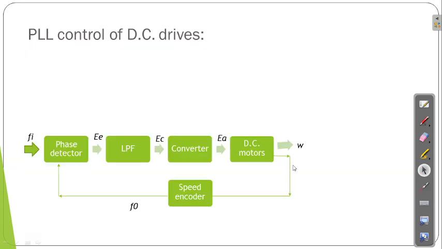This is the particular circuit for the phase locked loop: the phase detector, the LPF, and the converter feed the DC motor, and the output is fed back to the speed encoder. These are all about the PLL control of DC drives.